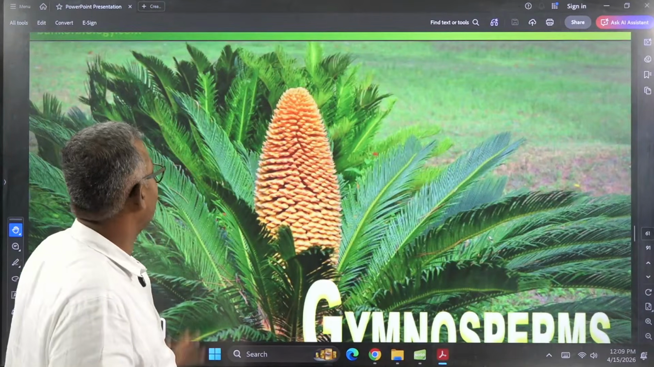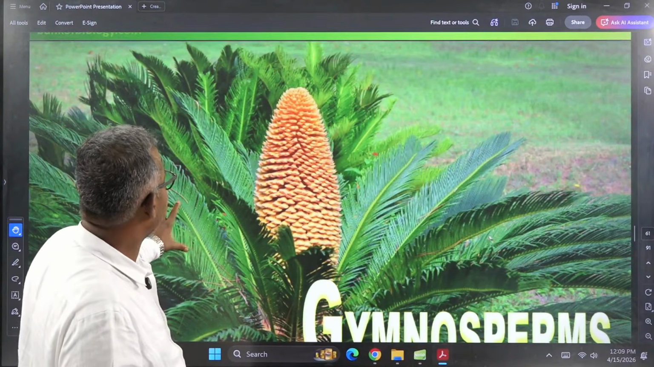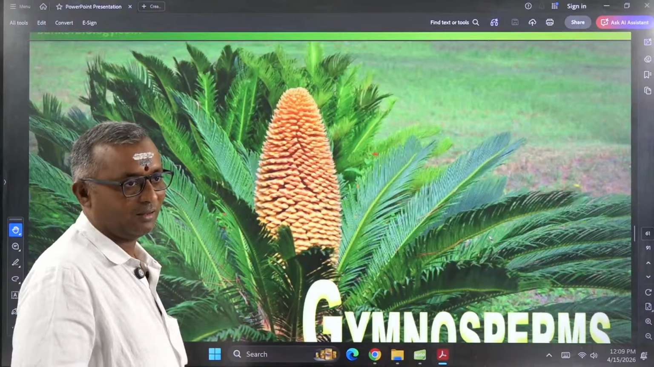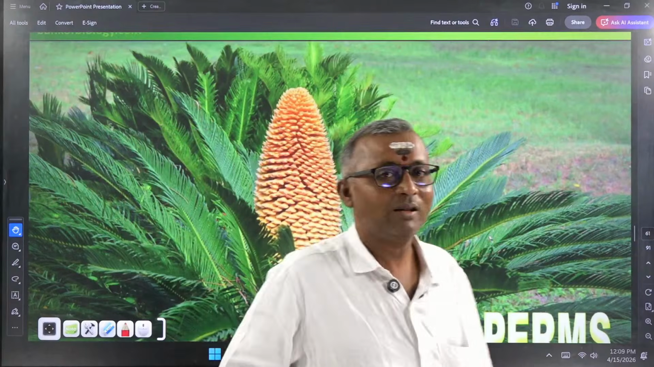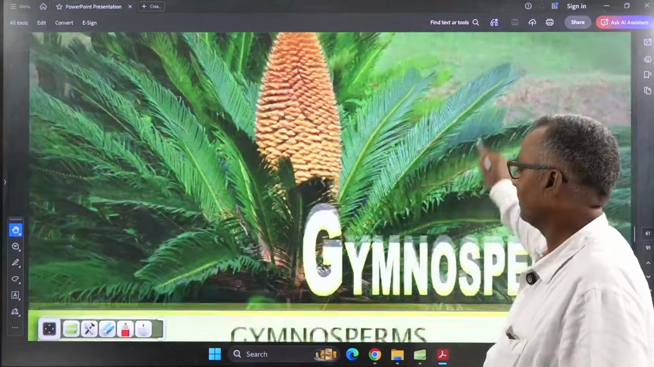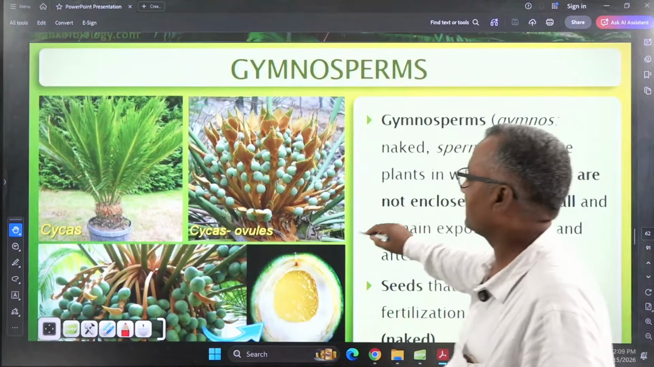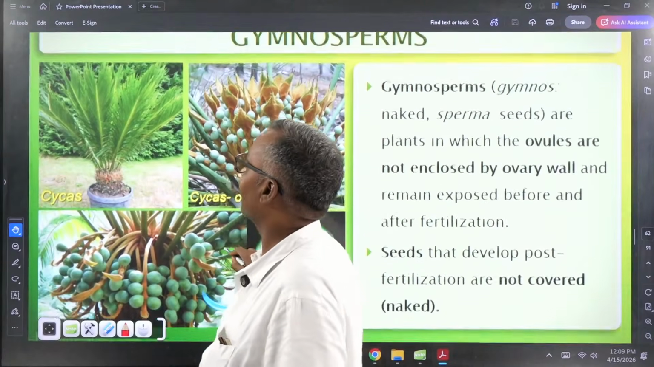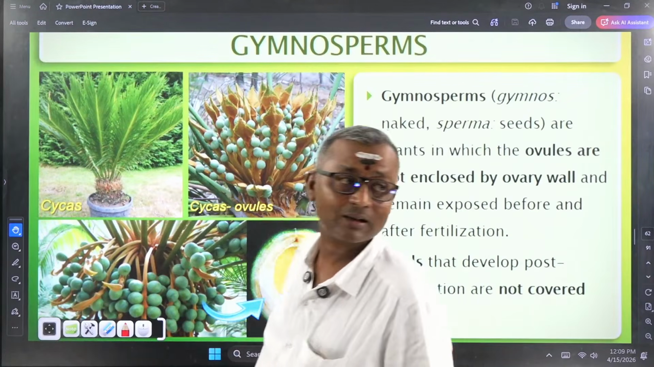Now look at this diagram. Have you ever seen this kind of plant in your area or anywhere? This kind of plant. Or look at this picture. This will be more clear. Have you seen this kind of plant?